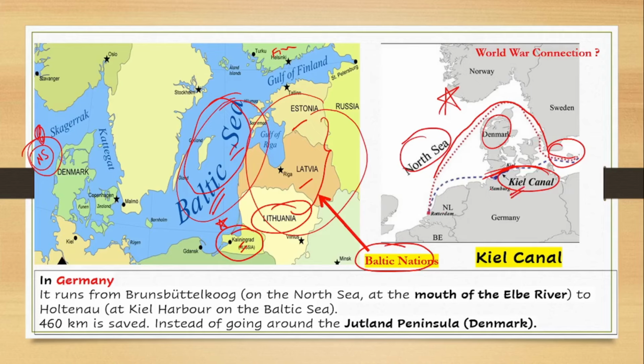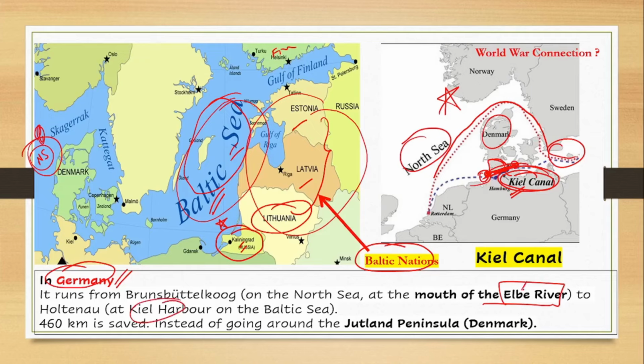And where is it located? It is located in Germany. If you see here, this is the border of Germany. So it is located in Germany. It connects the North Sea on one side at the mouth of the Elbe River over here and the Baltic Sea at the Kiel harbor on the other side. So this is how the Kiel Canal is connected.